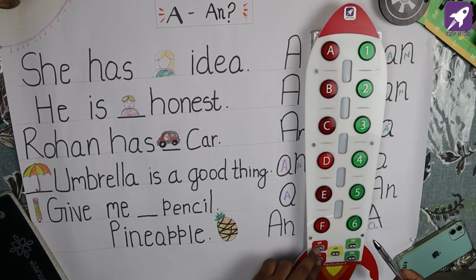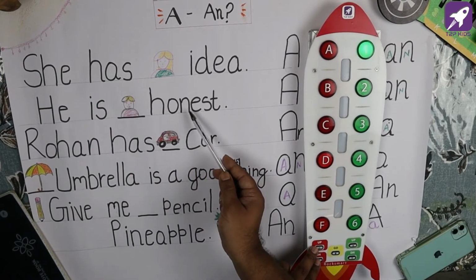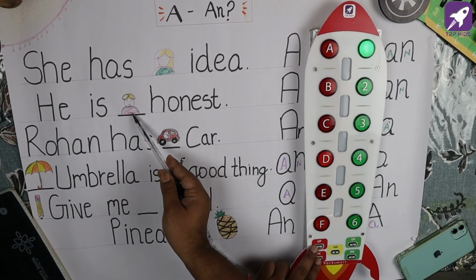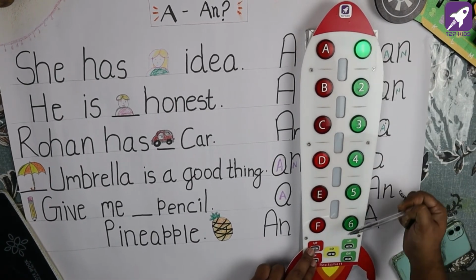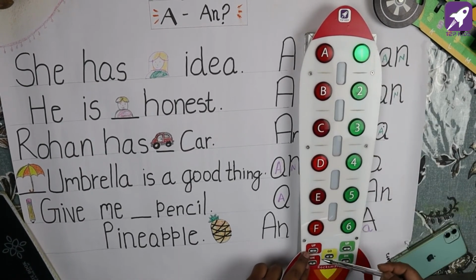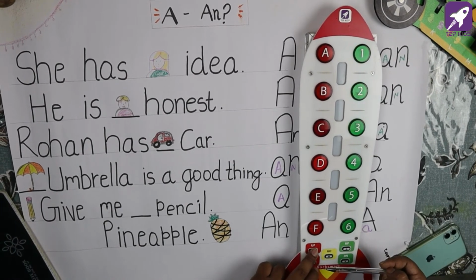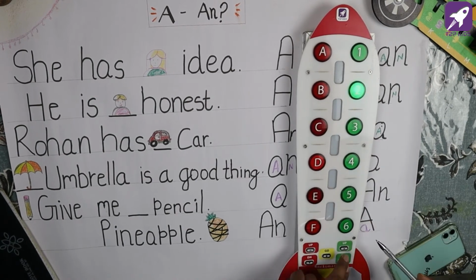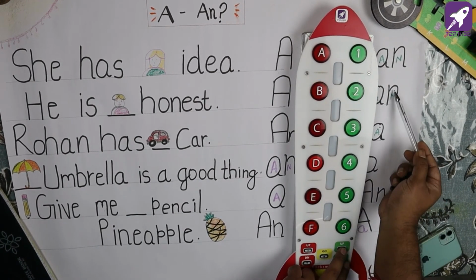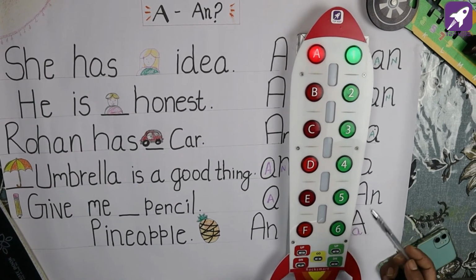Similarly, let's move on to the next question. He is blank honest. So here AN should be there. To select the question for the vertical movement, we have to press red up and down key. Press these keys to bring the question to this row. Now the correct answer is AN. He is an honest. Press enter.